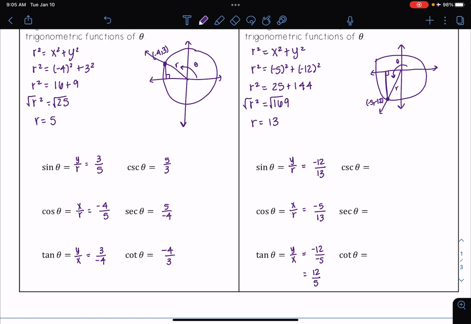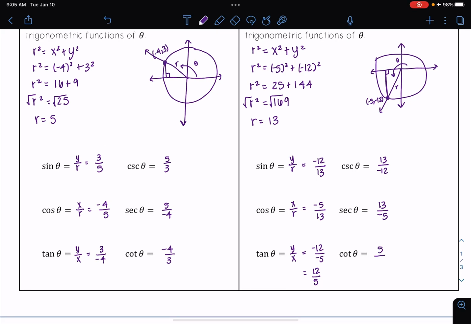And then cosecant, secant, cotangent are going to be those flipped. So cosecant is going to be 13 over negative 12. Secant is 13 over negative 5, and cotangent is 5 over 12.